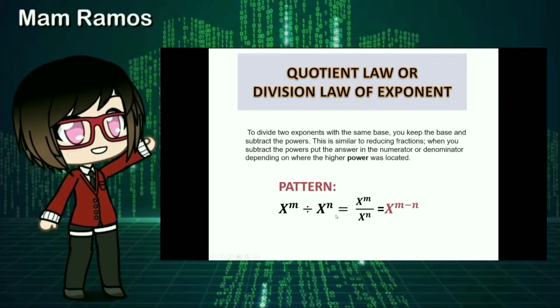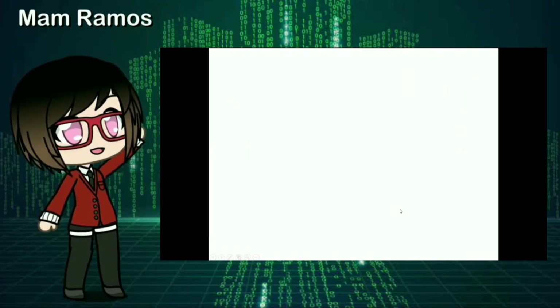Pattern: x to the m divided by x to the n, in fractional form, x to the m over x to the n, is equal to x to the m minus n.